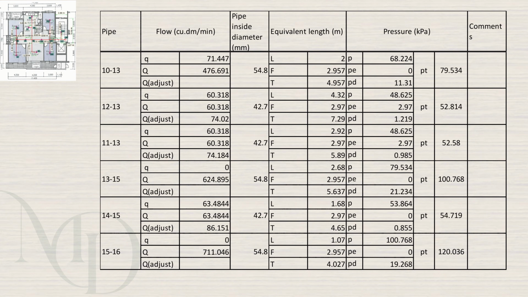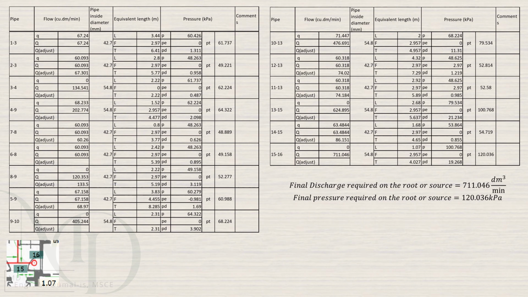Here we have the tabulated results for the remaining runs, from 10 to 13 and from 15 to 16. These values complete our set of calculations for the entire sprinkler network. By this point, all runs now have their corresponding discharge, pressure demand, and pressure drop properly accounted for. Here we can see the full tabulation for all runs combined.